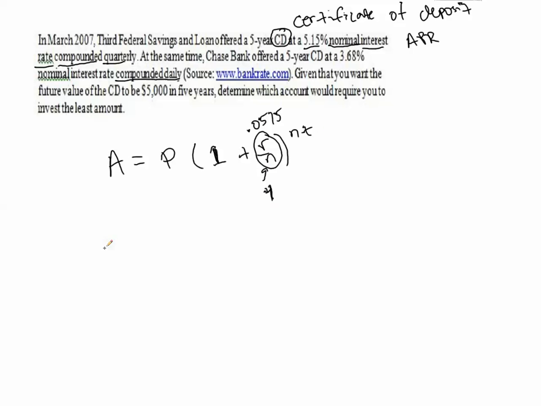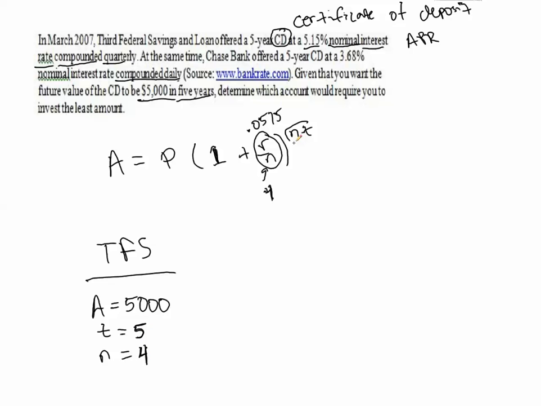quarters. So in the case of Third Federal Savings, we're asking the question, we want to have a future value of 5,000. So that means that A, the output, should be 5,000. We want 5 years. Well, that's the value of time, 5 years. N is the number of times interest is paid on a yearly basis, and in this case, it's compounded quarterly, so it means interest will be paid 4 times. So over the course of 5 years, at 4 times a year, we're going to pay the quarterly interest a total of 20 times. And we're asking what the deposit amount should be, which would require us to invest the least.